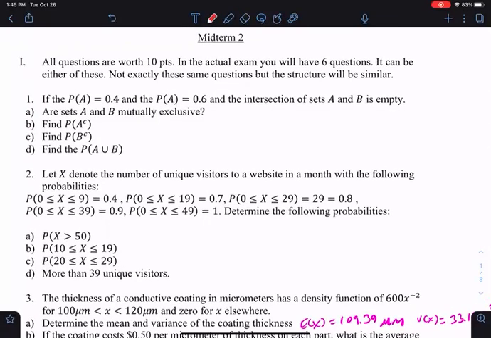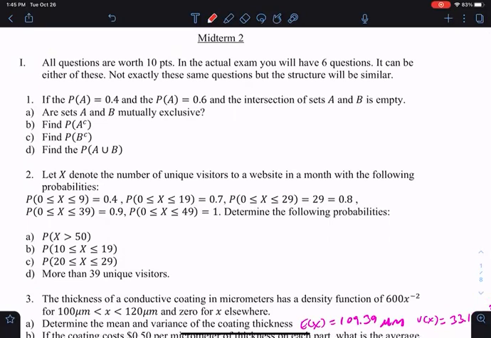Okay, guys, this is the midterm. I'm gonna go over it really quick to solve the problem. So here, in number one, they're asking you the probability of A equals 0.4, and probability of B should be here, 0.6. And the intersection of the set is empty, so that means the probability of A, remember this is ∩, that means intersection, right? It's 0, right? Are sets A and B mutually exclusive?